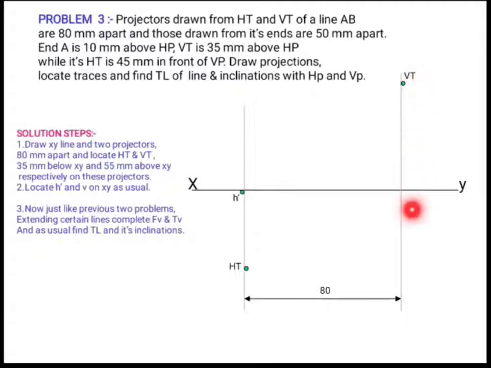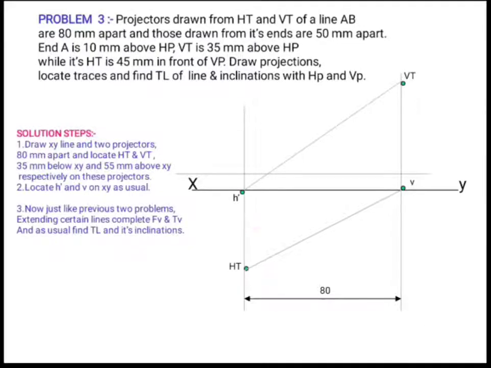Now, VT and V will be on the same vertical projector. So I can mark V on the XY line like this. We also studied that VT and H dash will be on the same straight line, and V and HT will be on the same straight line. So I am joining these two points together.